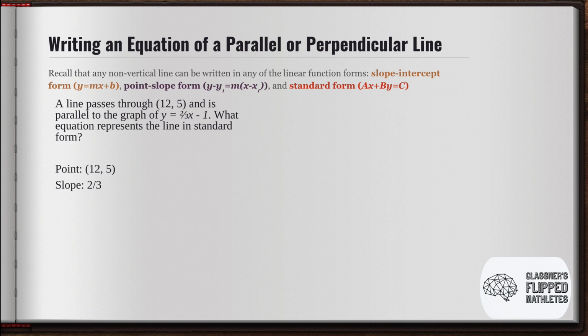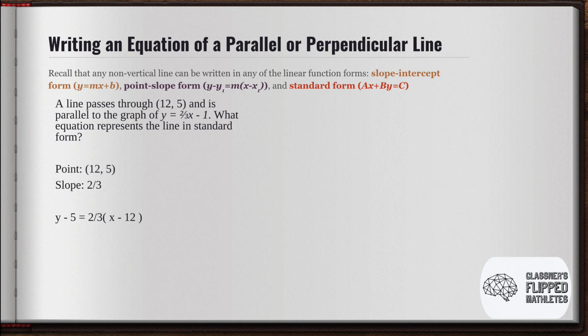Well, how are we going to write an equation in standard form? It's very difficult knowing just that information. So instead, let's write it in point-slope form because we know the point and the slope. So that's y minus y1 equals m times x minus x1. Let's plug in what we know. y minus y1, y minus 5, equals m, 2/3, times x minus x1, x minus 12.